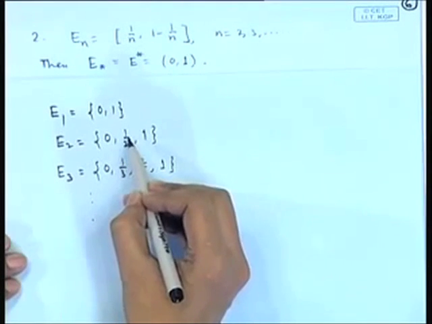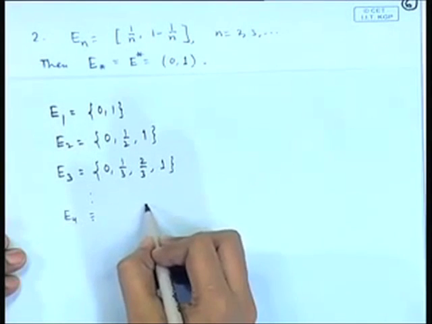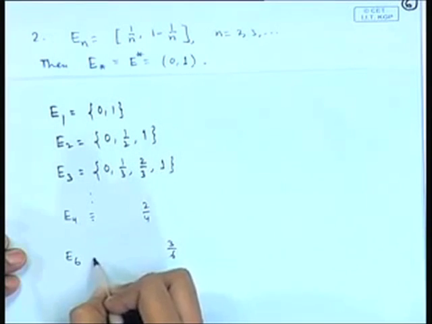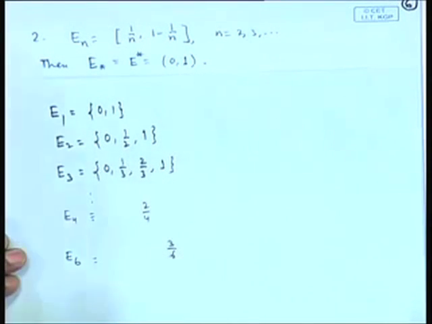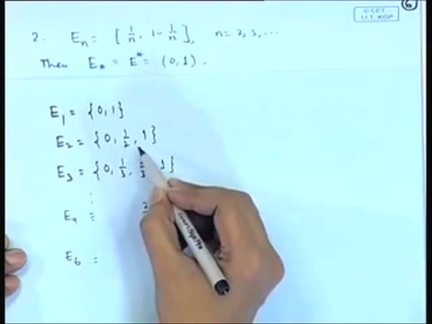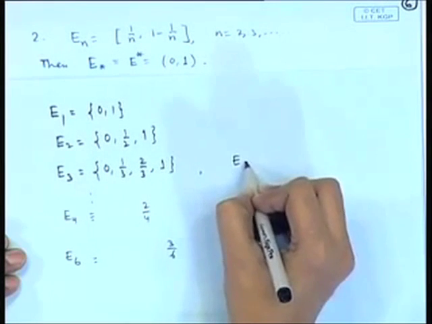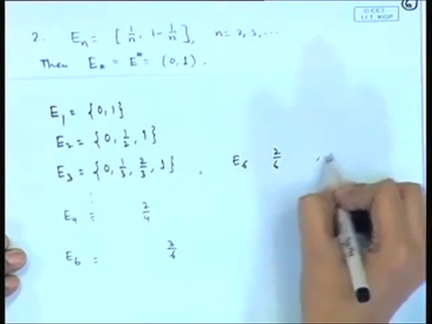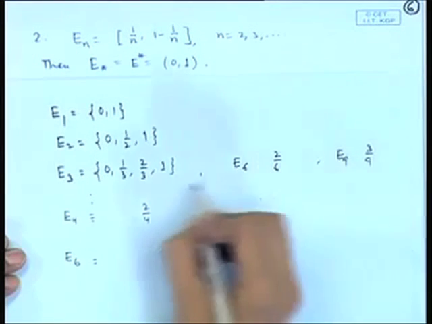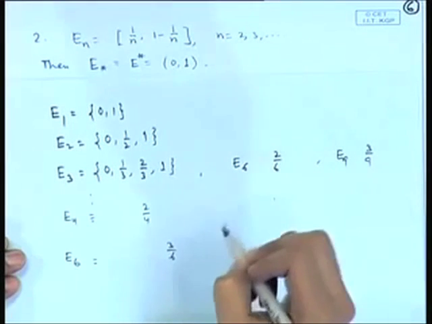For example, the point half will belong to E4 because 2 by 4 will come. It will belong to E6 because 3 by 6 will come. So it will belong to infinitely many sets, but it will not belong to all but finitely many. Similarly, if I consider 1 by 3, then it will be there in E3, in E6 as 2 by 6, in E9 as 3 by 9, etc. So it will once again belong to infinitely many sets, but not to all but finitely many.